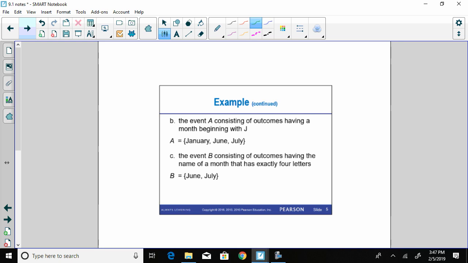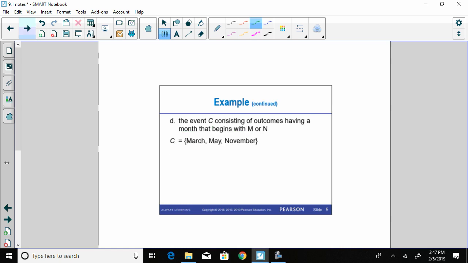Then what's the event A, we're going to call it, consisting of the months beginning with J. So you would just list out event A, all of them with J. Event B, all of them that have exactly 4 letters. Well, it's only June and July. Okay, so just pay attention to what your sample is and then just base everything out of that sample. And then, of course, we have any of the months that begin with M or N, so March, May, November. Okay, so once you know what your sample is, that's where you're going to draw all of your choices out of.